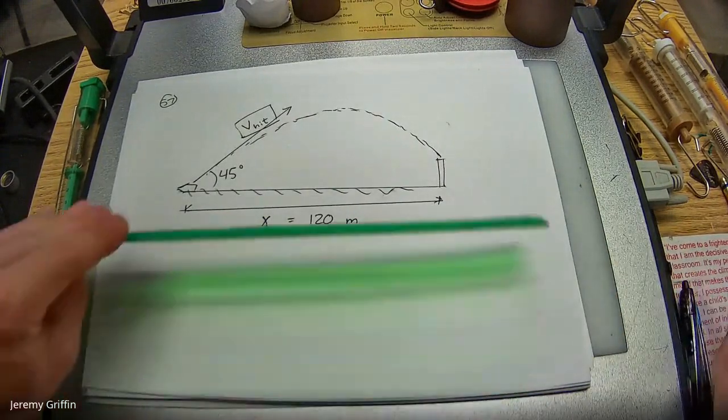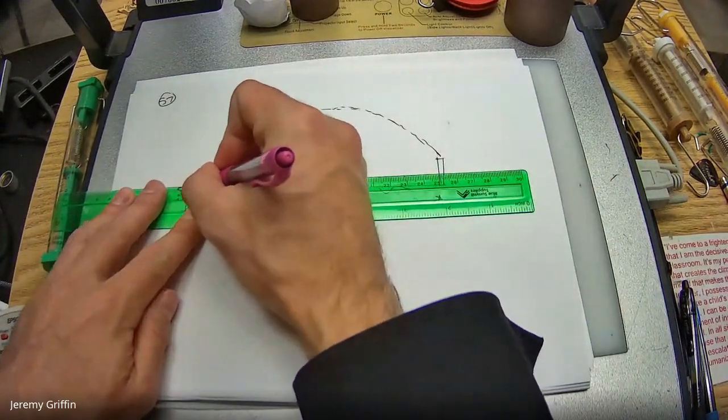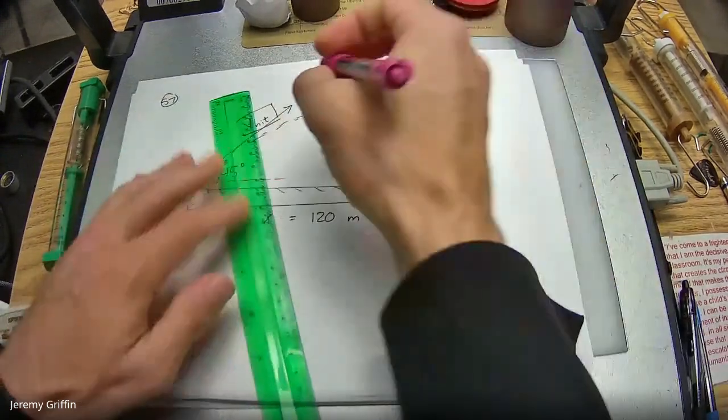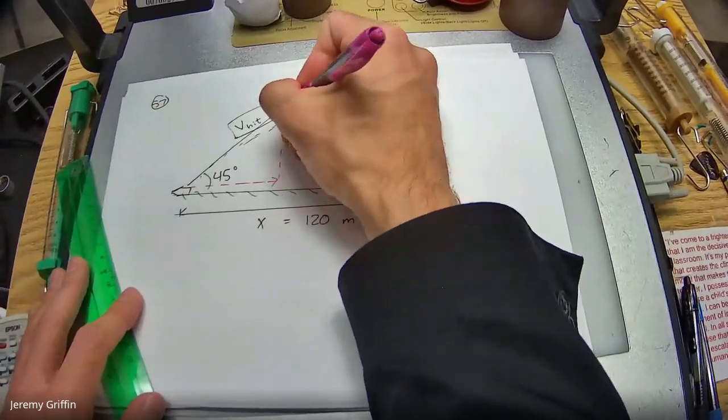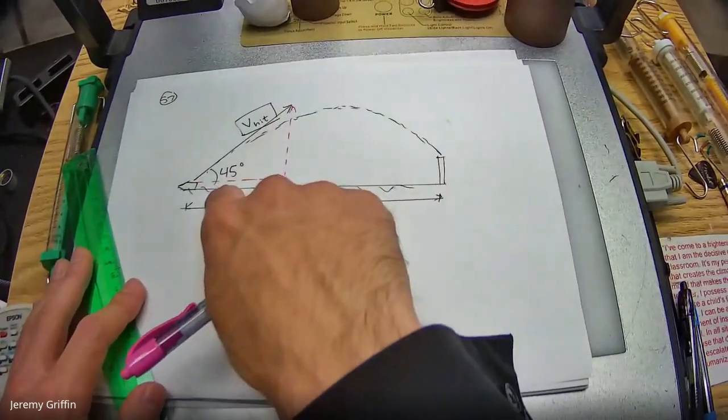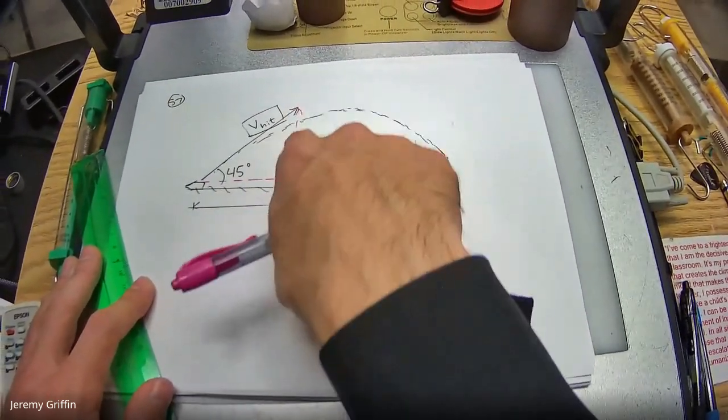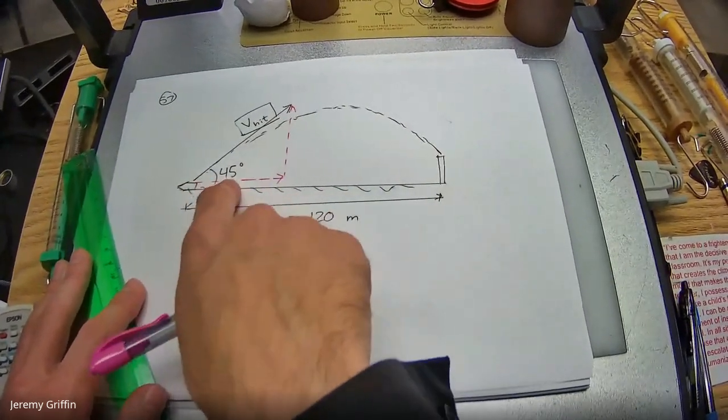Hey, can we actually split this velocity into horizontal and vertical components? Probably make sense of it from there. Whatever V hit is, this would be the sine component of that, and this would be the cosine component, playing off that 45-degree angle.